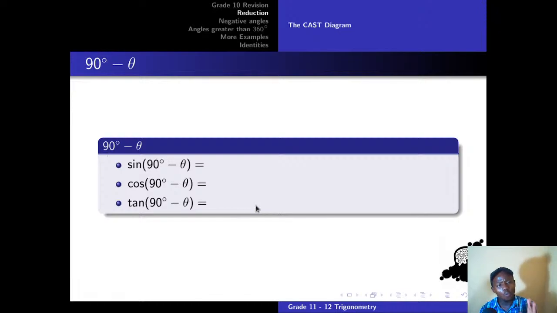Now, we are looking at 90 degrees minus theta. This is in the first quadrant. Therefore, sine of 90 degrees minus theta, sine changes to cos. Therefore, we have a positive cos of theta. Positive because in the first quadrant, all trig ratios are positive.